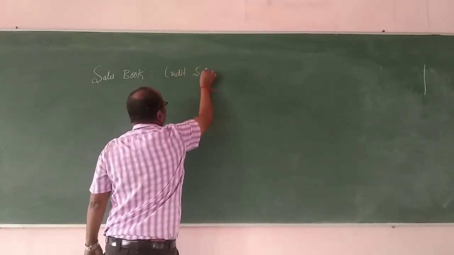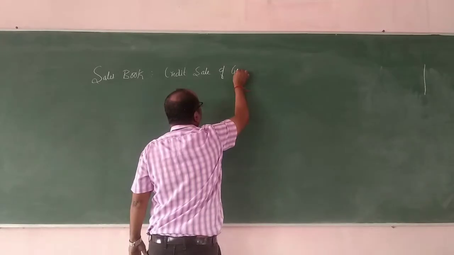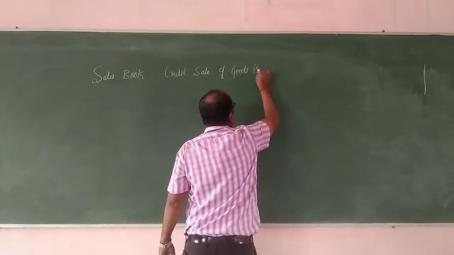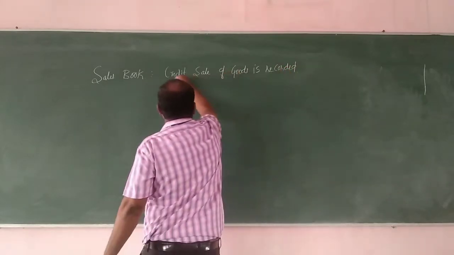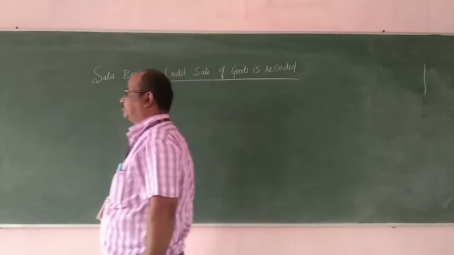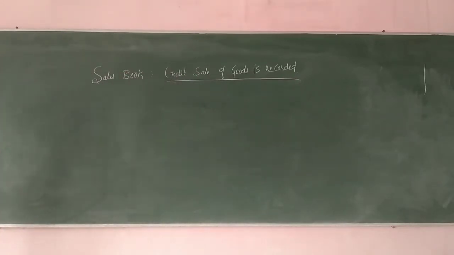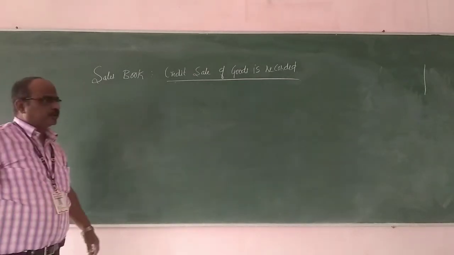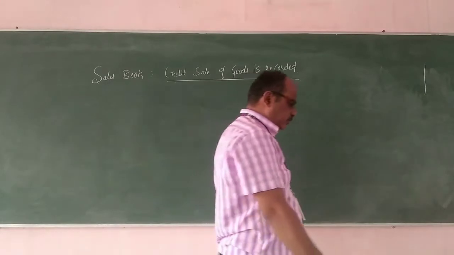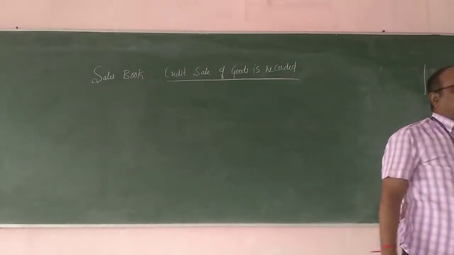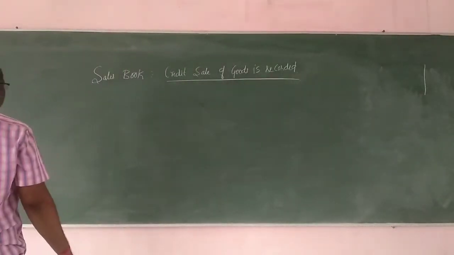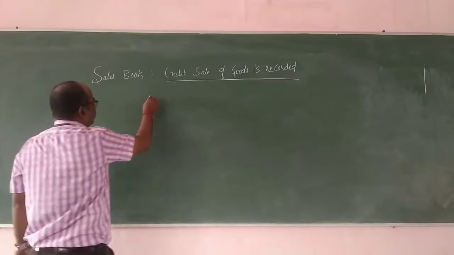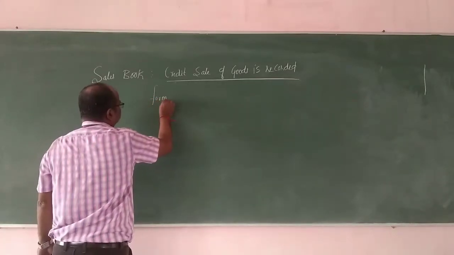Credit sale of goods is recorded. So here it is very similar to the purchase book, but there is very little difference between the purchase book and the sales book. So let us see the format of the sales book.